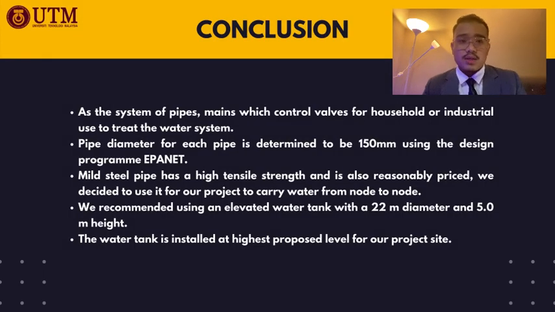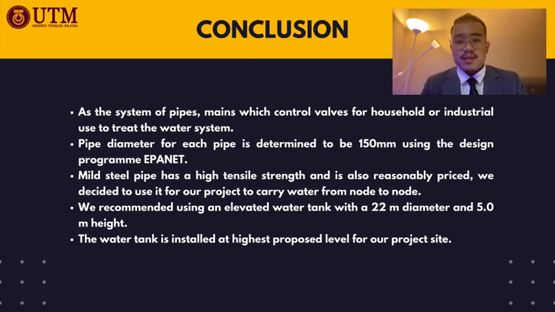Here is the last part, which is the conclusion. The water reticulation system can be defined as the system of pipes which controls water supply for household or industrial use, and which is used to treat the water system. The most suitable pipe diameter for each pipe is determined to be 150 mm using the design program EPANET. Since steel pipe has a high tensile strength and is also reasonably priced, we decided to use it for our project to carry water from node to node.